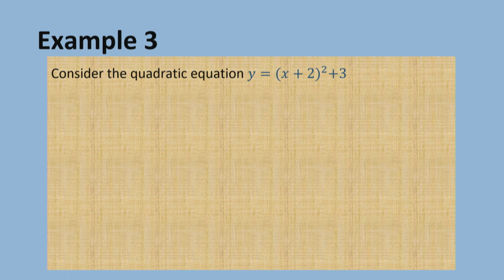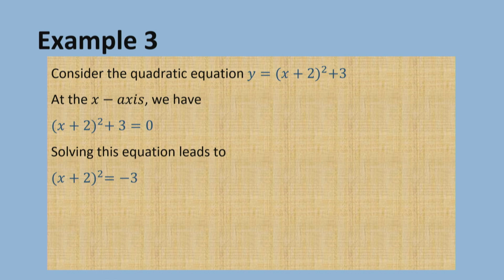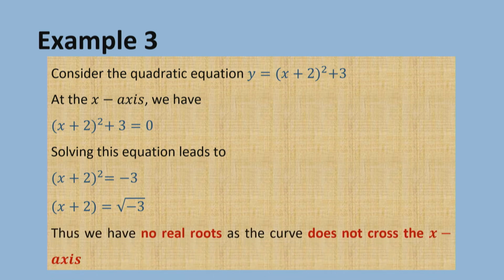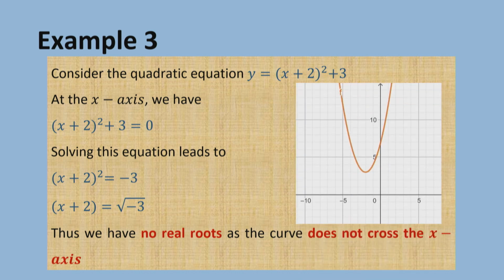Example 3. Let's consider the quadratic bracket x plus 2 close bracket to the square plus 3. Well, at the x-axis, you know that now, y should be equal to 0. So when we solve it, we are going to get x plus 2 to the square equal to negative 3. So x plus 2 will be square root of negative 3. So for grade 10 and 11, what do we say? Well, we say that we have no real roots because for grade 10 and 11, you cannot solve square root of negative 3, right? So, no real roots, that is, the curve does not cross the x-axis. Here, the curve is above the x-axis, so it does not cross the x-axis.